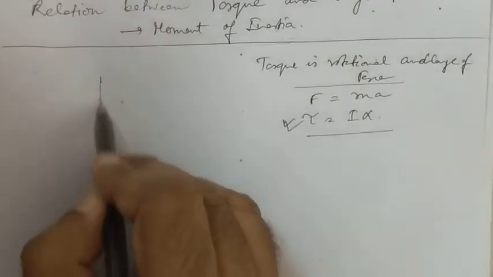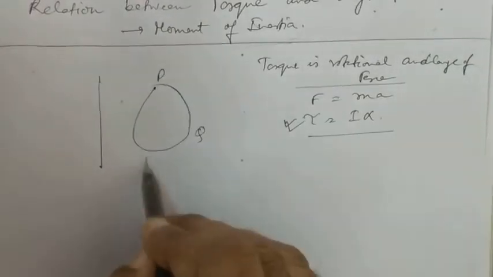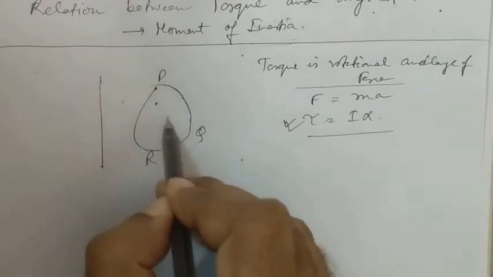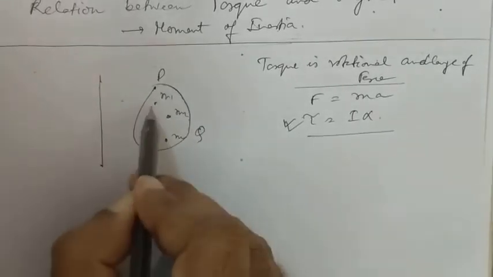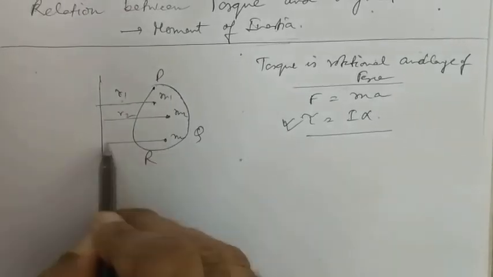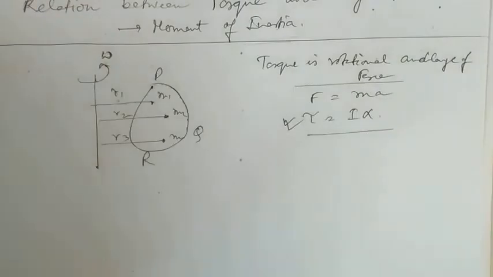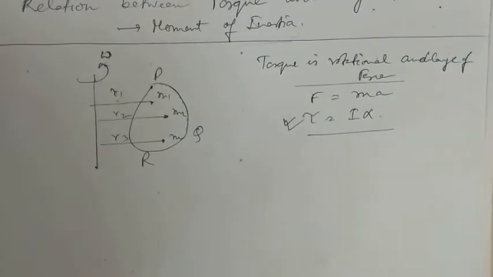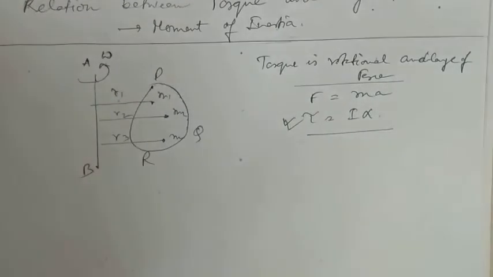Now for that we take a body, suppose PQR, comprised of masses M1, M2, M3. Suppose this is M1, M2, M3. From the fixed axis, the distances are R1, R2, R3, etc. Now this is rotating with the angular velocity omega around the axis AB. Suppose the name of the axis is AB.